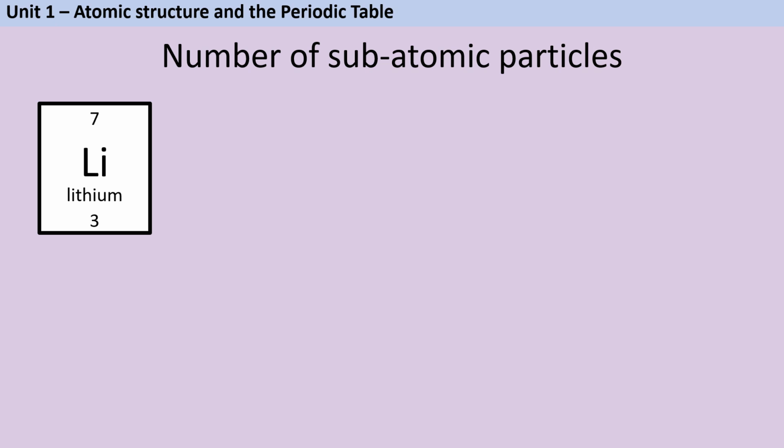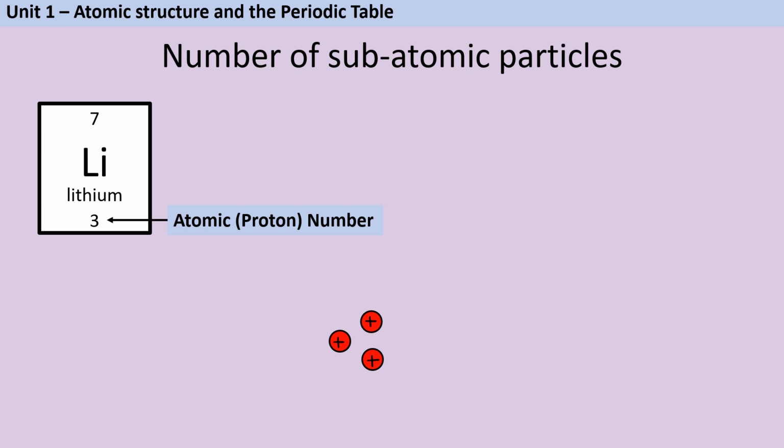We can calculate the numbers of these different subatomic particles by looking at a periodic table square, like this square for lithium. The first thing we need to look at is the atomic number. If you're studying for the AQA GCSE Chemistry or GCSE Combined Science exams, then this is referred to on the key for the periodic table, which you do get in the exam, as the atomic (proton) number. So instantly we know that lithium has 3 protons.